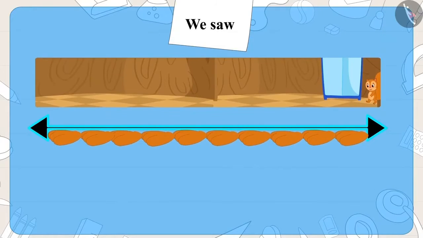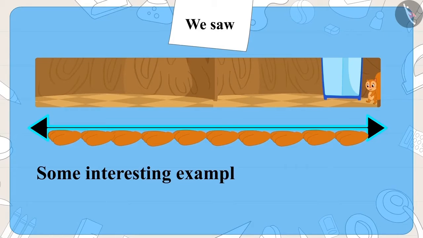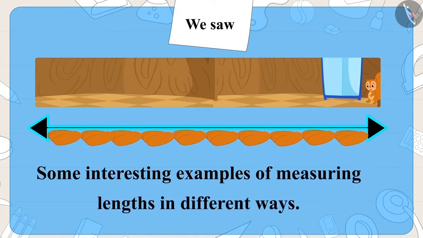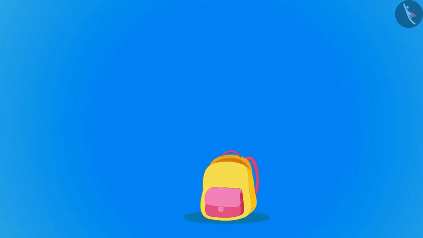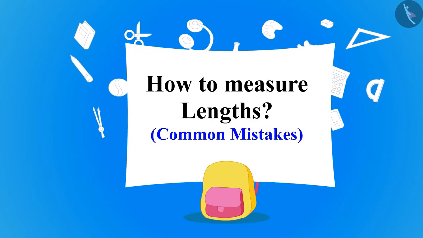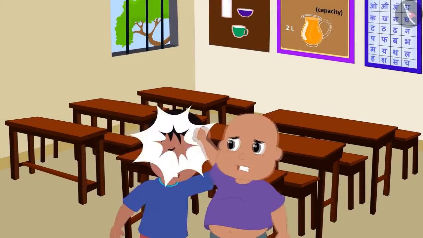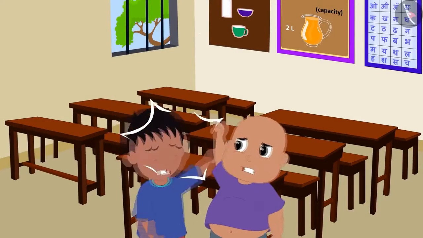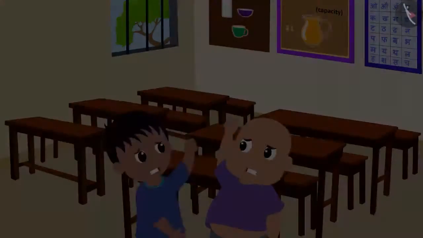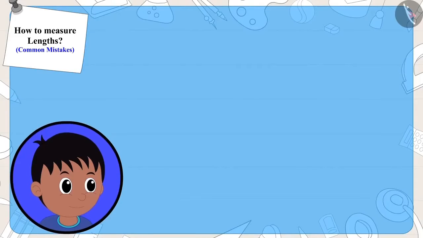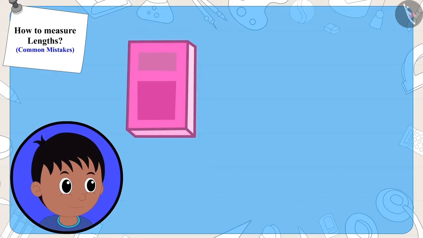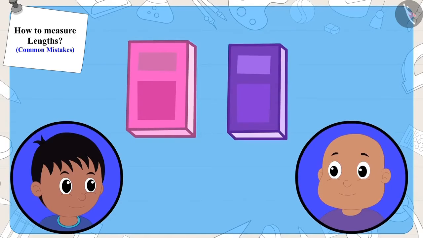Children, in the previous video, we saw some interesting examples of measuring lengths in different ways. In this video, we will see some common mistakes related to this topic. Raju and Bablu are fighting in class. But why? Raju is saying that his notebook is longer and Bablu is saying that his notebook is longer than Raju's.